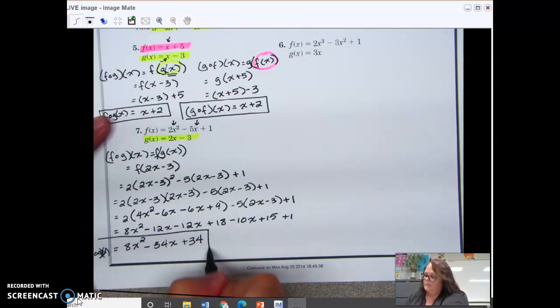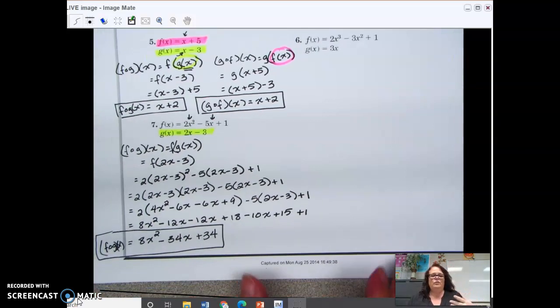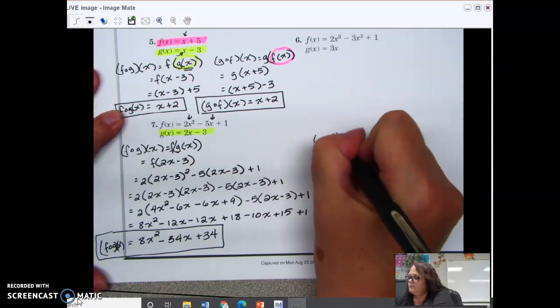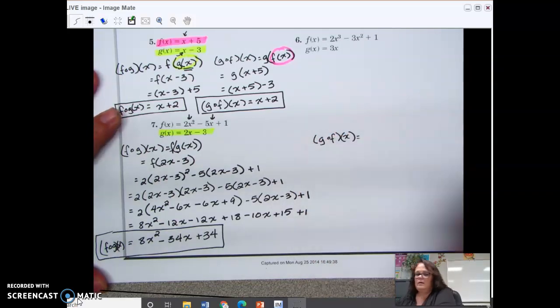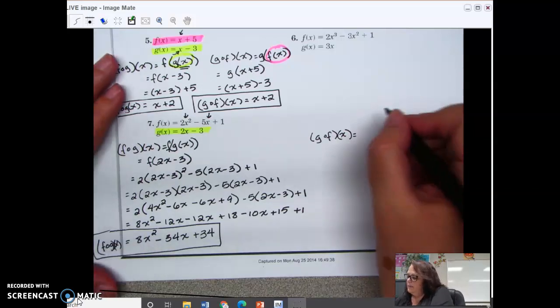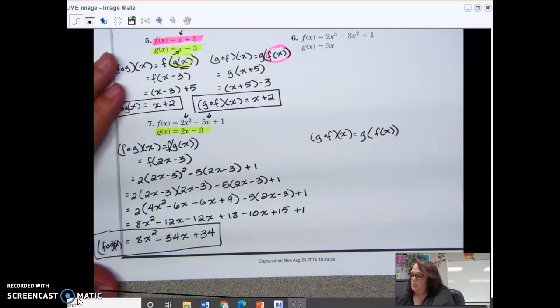And so what I'd like you to do is pause the video real quick and see if you can come up with g composition f. So go ahead and pause your video and then come back to me when you've got it. So this one says that I'm going to put f first. So f is going to be first, and then I'm going to plug that into the g function.